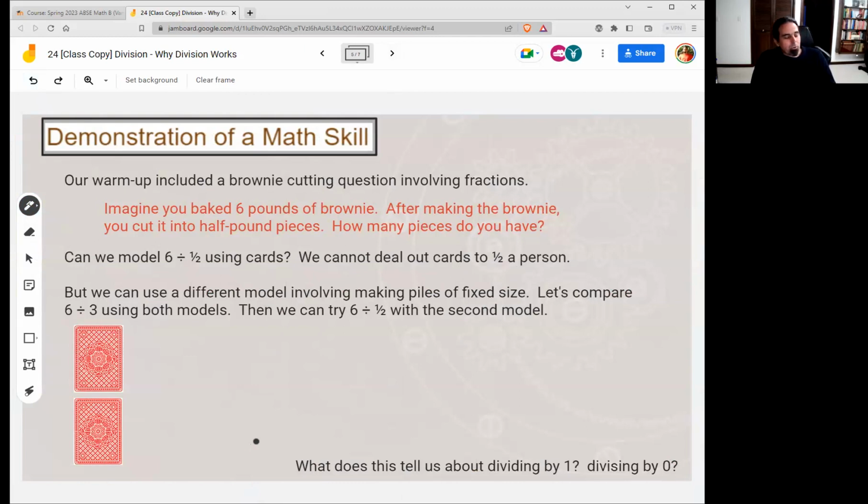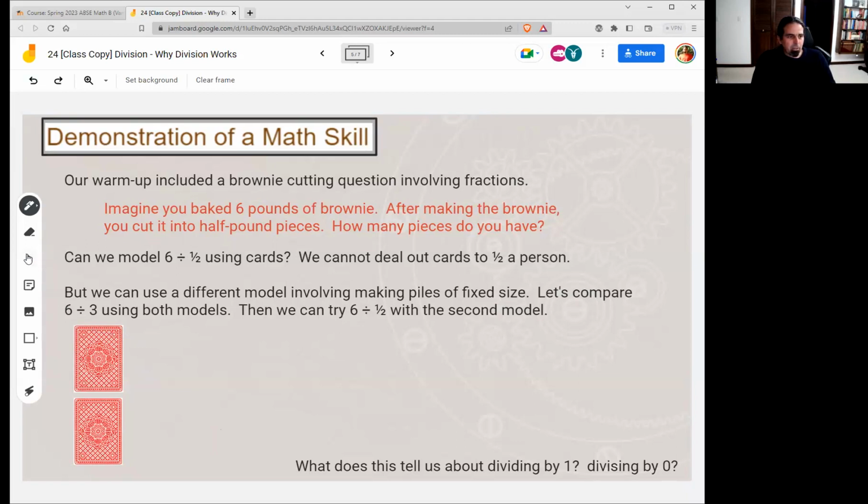And if you haven't been shown this way, it's not your fault. It doesn't mean you're not smart. It just means your teachers before that, when they were teaching you division, didn't do a good job. So you can be mad at them. So let's do 6 divided by 3 using both models.